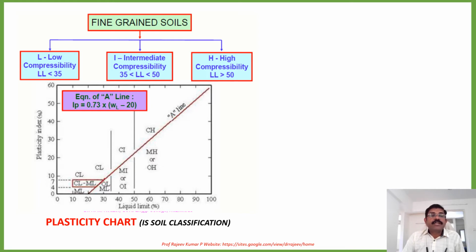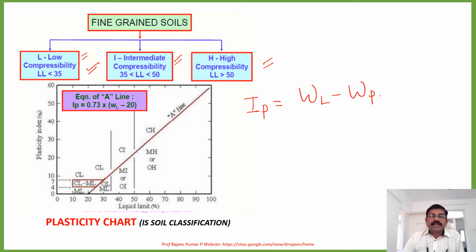As I mentioned, if the liquid limit is less than 35, the soil is termed as low compressible. If it is between 35 to 50, it is intermediate compressible, and if it is greater than 50, it is highly compressible. The parameters given to you are liquid limit and plastic limit. You can calculate the plasticity index, Ip, that is nothing but liquid limit minus plastic limit.